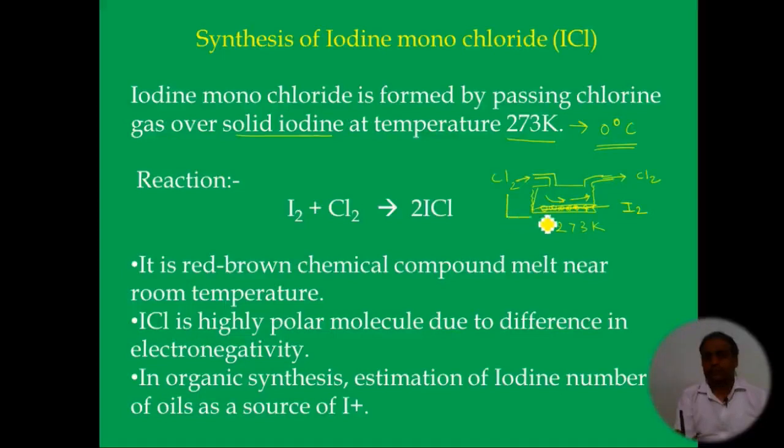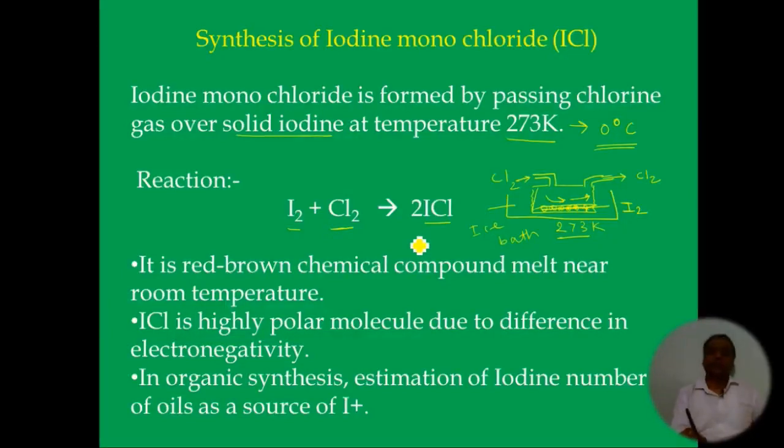That means you have to keep this system in an ice bath. The reaction takes place at 273 Kelvin, and iodine reacts with chlorine. We get 2 molecules of iodine monochloride. So 1 mole of iodine reacts with 1 mole of chlorine. We get 2 moles of iodine monochloride.